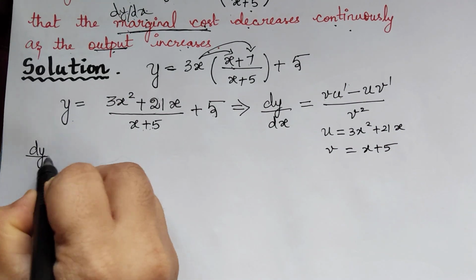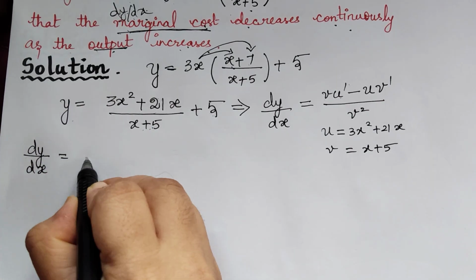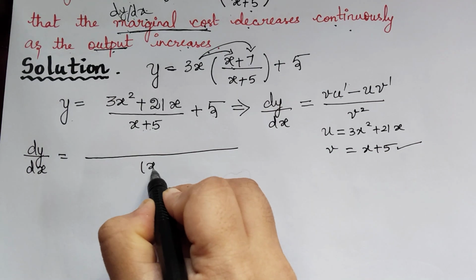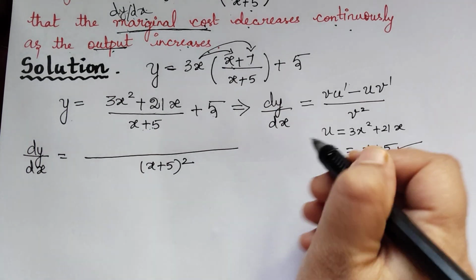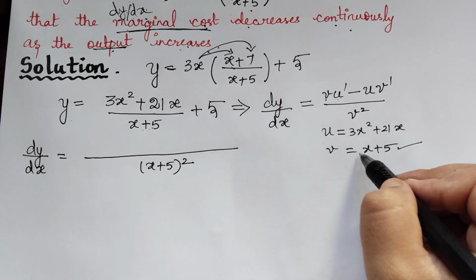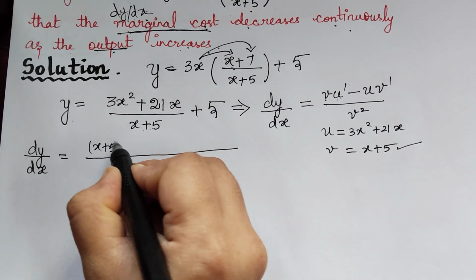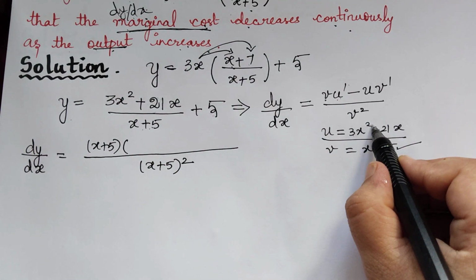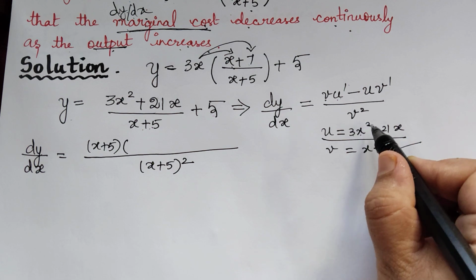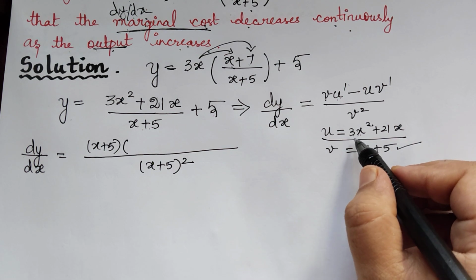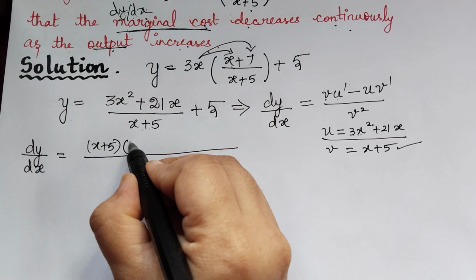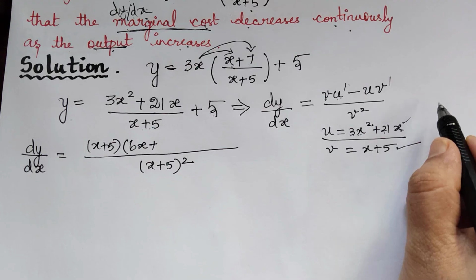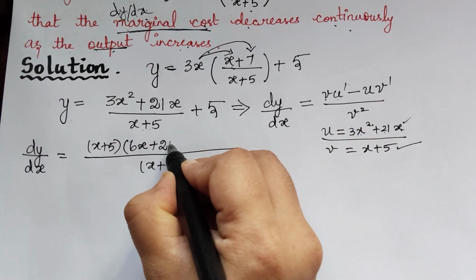So dy by dx will be equal to, now what is the denominator? v square. v is what? x plus 5. So it will be x plus 5 the whole square. And then v multiplied with u dash. v is x plus 5 multiplied with u dash, the differentiation of this. So 3x square when differentiated, the differentiation for x square is 2x, and 3 gets multiplied, so 3 twos are 6. So it will be 6x, plus 21x, the differentiation of which is 1, and so we will have 21 over here.